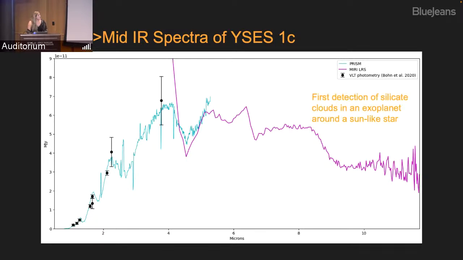And this is also the first detection of silicate clouds in an exoplanet around a sun-like star. We saw something very similar at VHS 1256b, but this object is 6 Jupiter masses. So it is much lower mass, very, very interesting, and it is around a solar-type star. The system is also quite young.